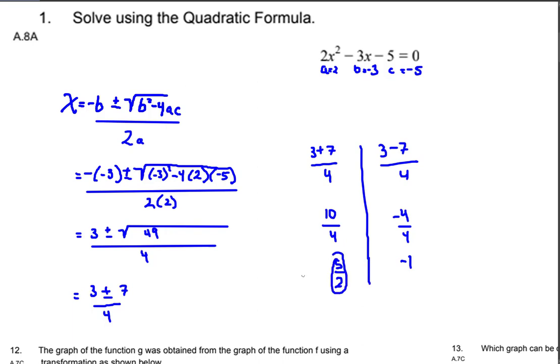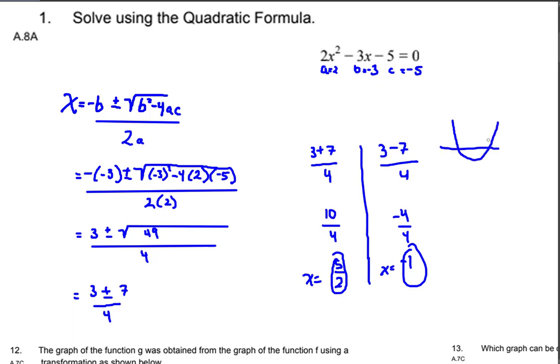So I have one answer where x is equal to 5 halves, and the other one where x is equal to -1. Now you might be wondering, what does that actually mean? What does it represent? It means that if I were to graph this quadratic function, right? Let's say the quadratic function looked like this, right?